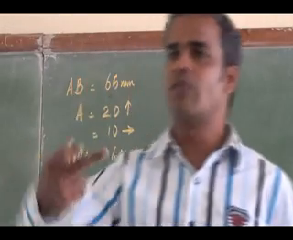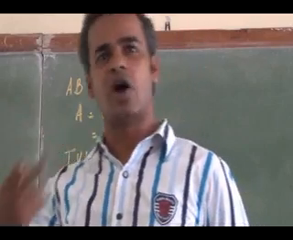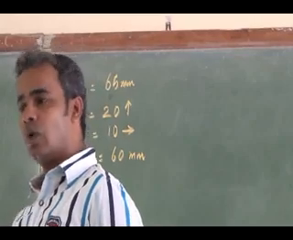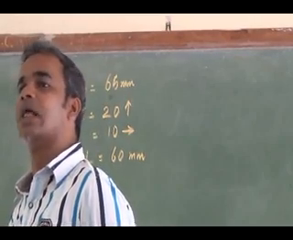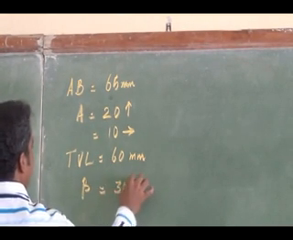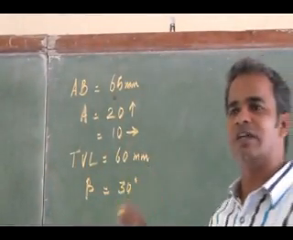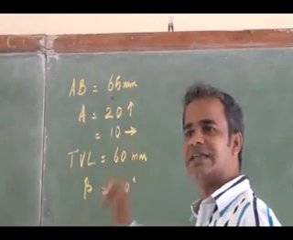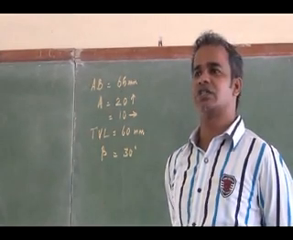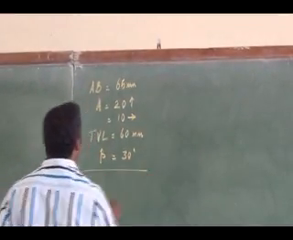What does it mean? The top view length is 60 mm, and in what angle is this top view? 30°. So what is the notation of this angle? Beta. Beta is 30°, not phi. It is the apparent inclination of the top view. Top view inclination beta is 30°. So find the true inclinations with respect to the horizontal and vertical planes.